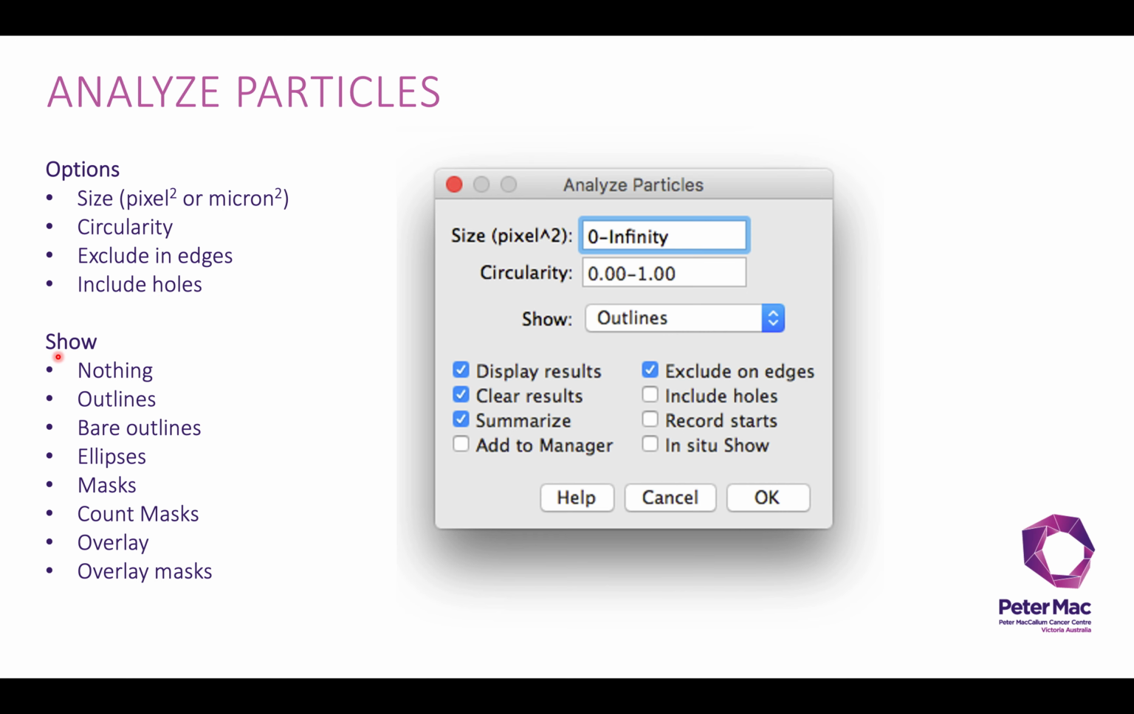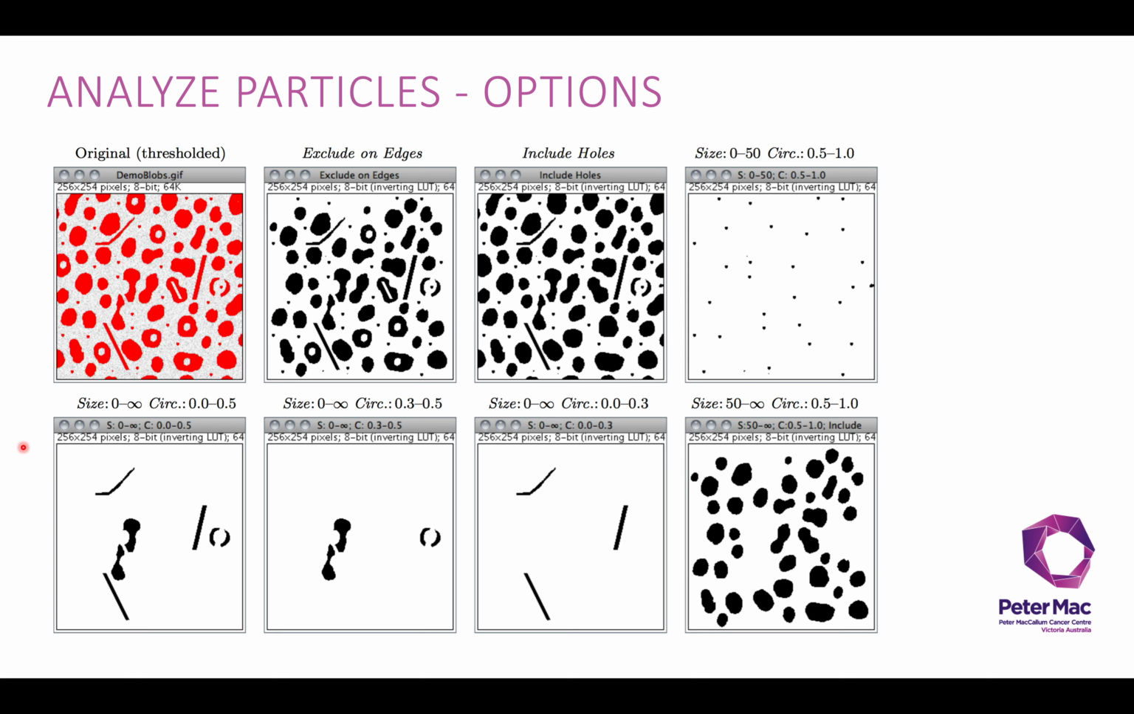Once it's done that filtering, you can get it to show a new image. So you have options for nothing, outlines, bare outlines, ellipses. We'll go through these in the next couple of slides. Okay, so these are some of those options.